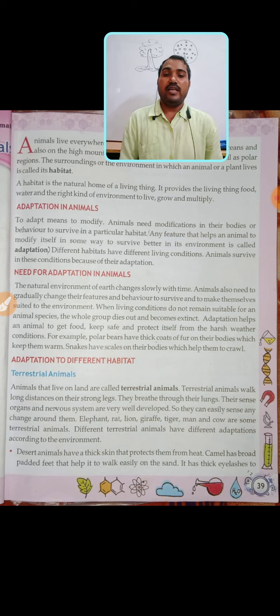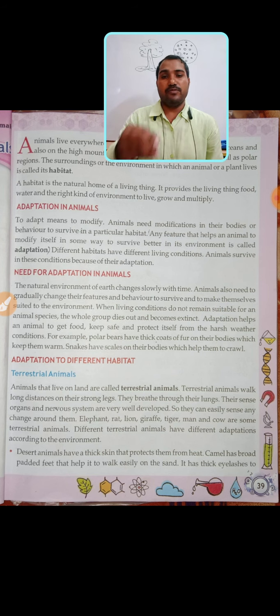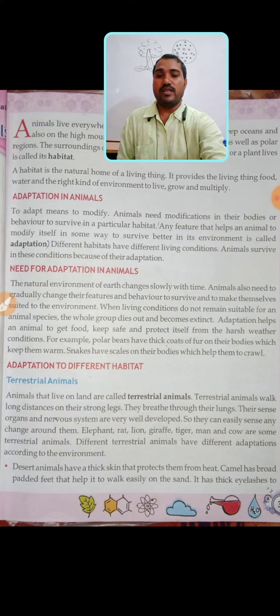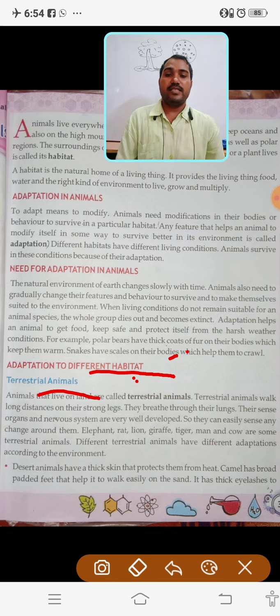Similarly, animals living in extremely cold regions have very small ears. Why? If the ears are small, the animal will lose less body temperature. Now, adaptation to different habitats. Here you can see the point I am going to discuss.